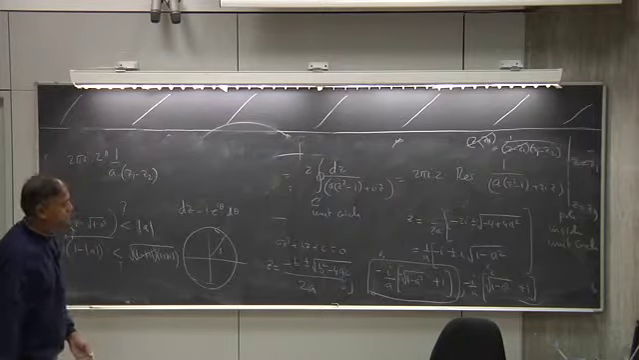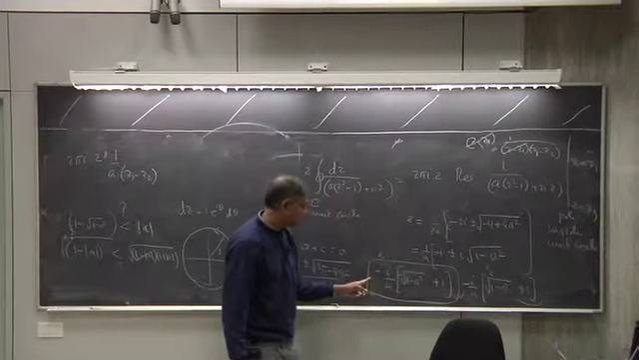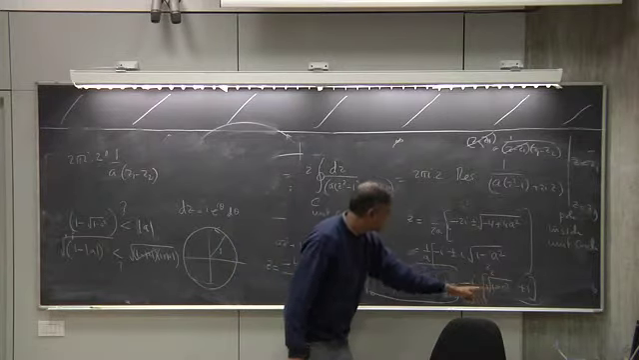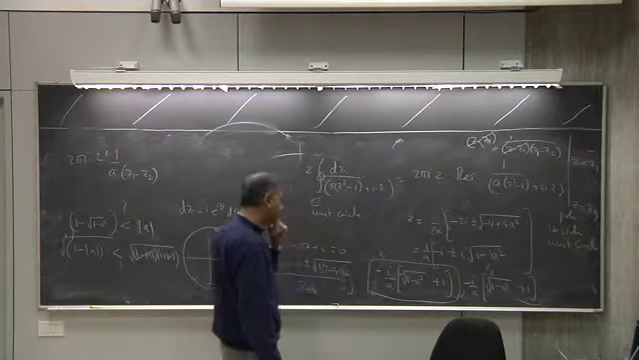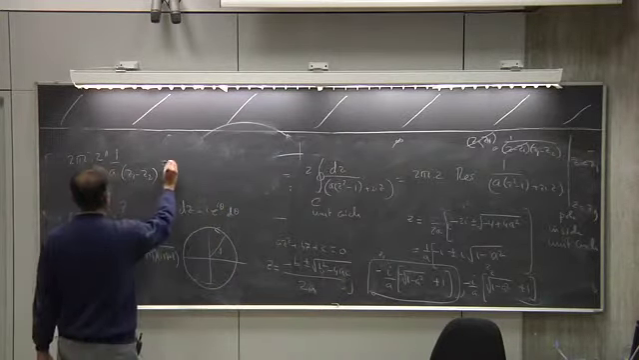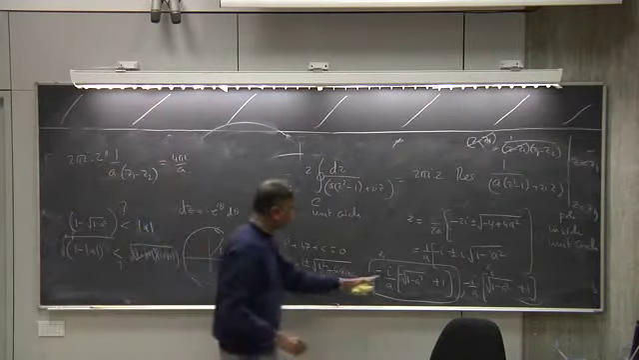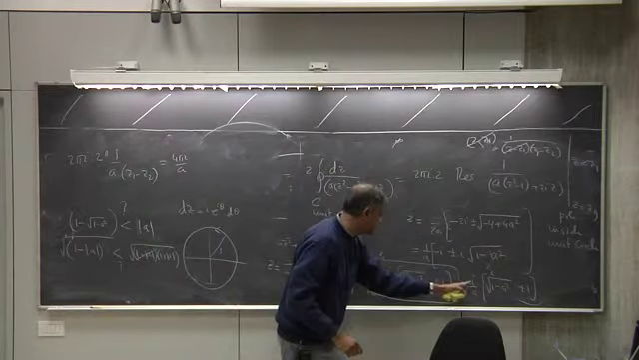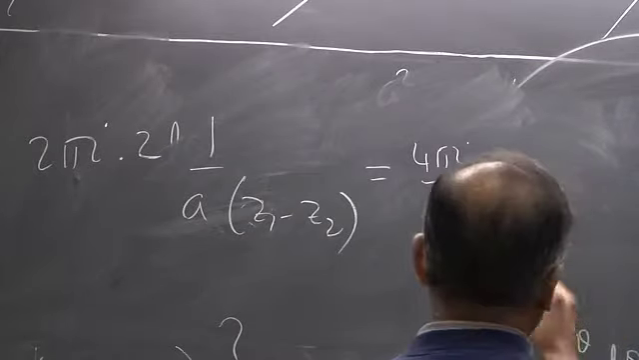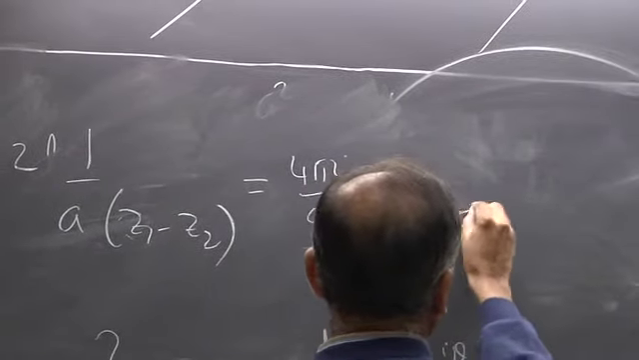But what is z1 minus z2? Let's take the difference between this and that. When I take the difference, what will cancel? This 1 cancels, right? Yes, 1 cancels. So this is the same as 4 pi I over a, and then the difference between these two, this will add up. So z1 minus z2, which is minus minus plus, so 2I over a times square root of 1 minus a square, correct?